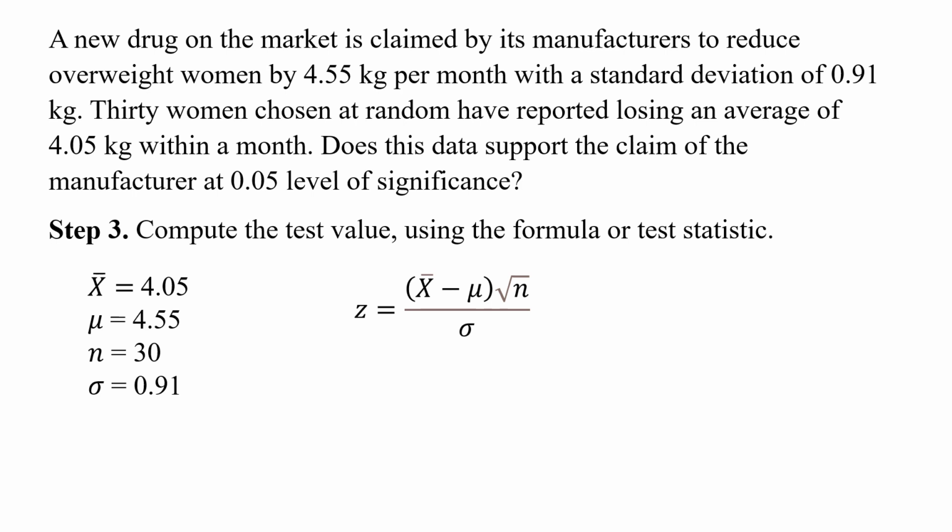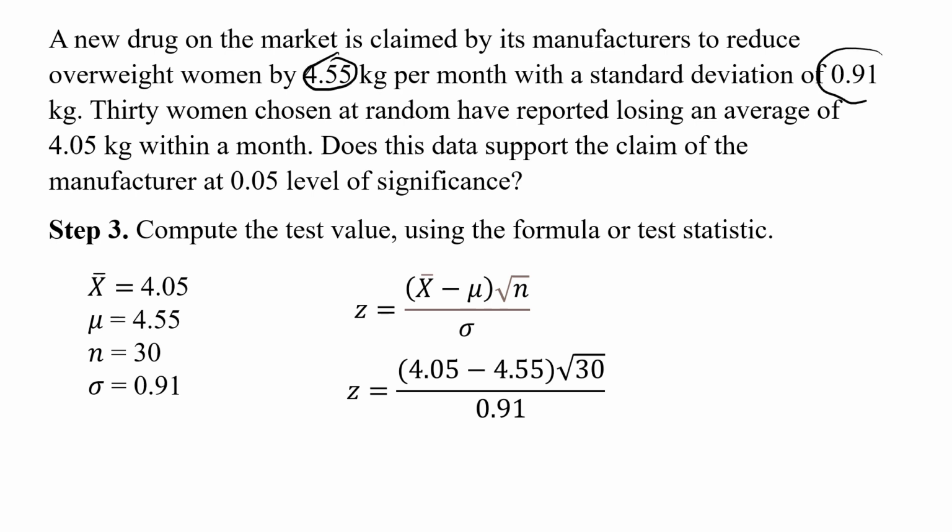Okay, so yung ating sample mean, nasa problem naman ito. Okay, so population mean is 4.55, then yung standard deviation niya is 0.91, then 30 women, meaning yung N natin is 30. Then yung average daw ng sample na yon is 4.05. Okay, yung sample mean 4.05, population mean 4.55, yung sample size is 30, then yung standard deviation is 0.91.